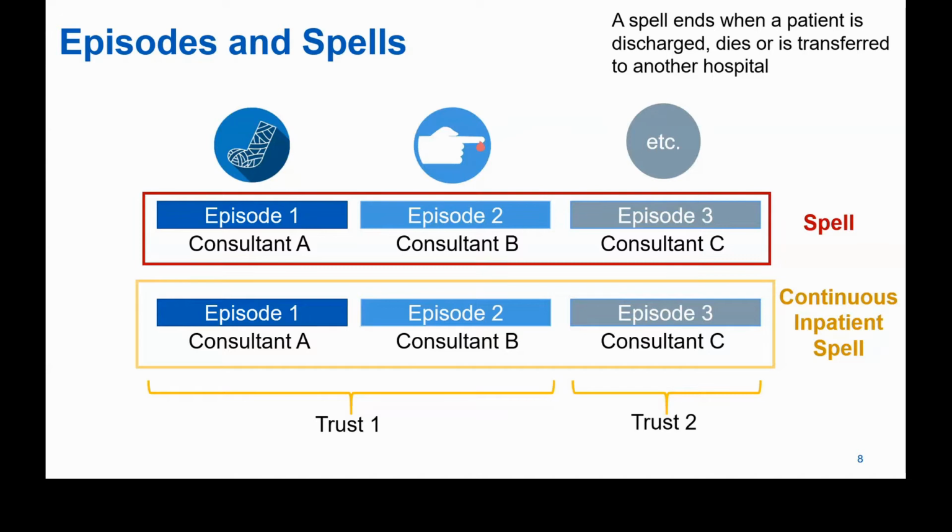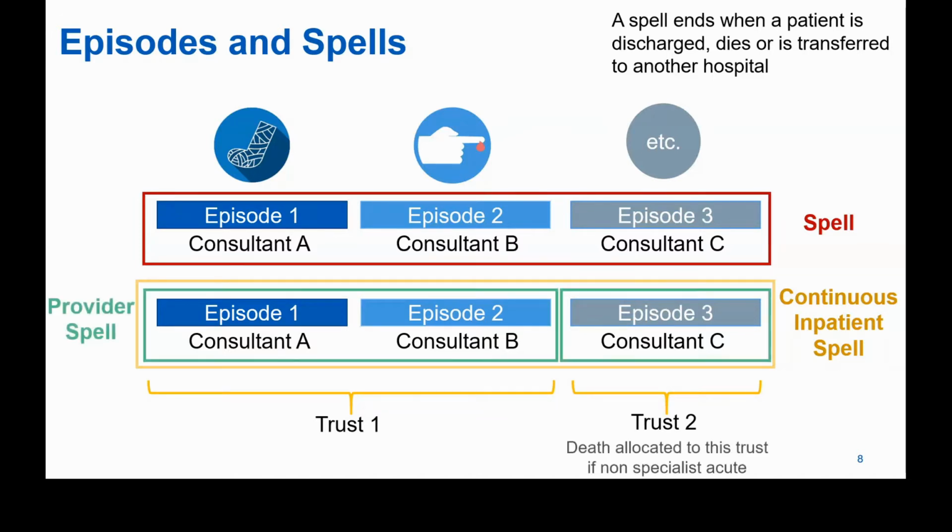But when we put those two provider spells together, we get a continuous inpatient spell. So the patient was in hospital for that entire period. Maybe they were transferred within that period. So we have 2 provider spells, one for the first hospital, one for the second hospital, but then we have a single continuous inpatient spell. And that's what we call a CIP within SHMI terminology.